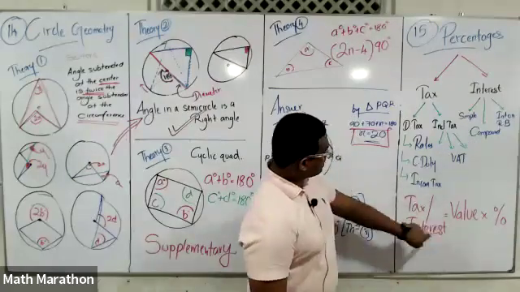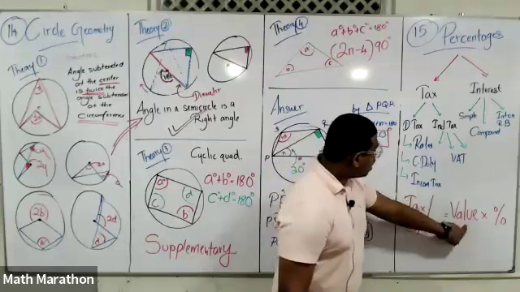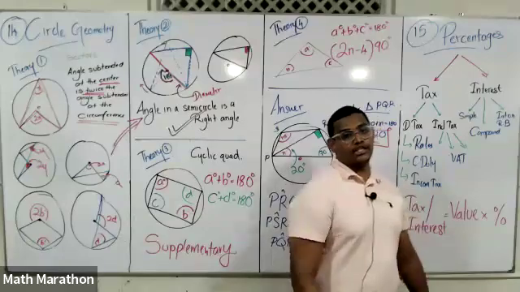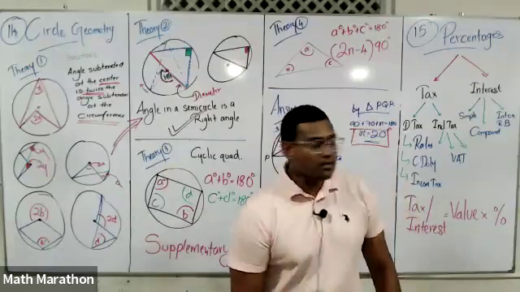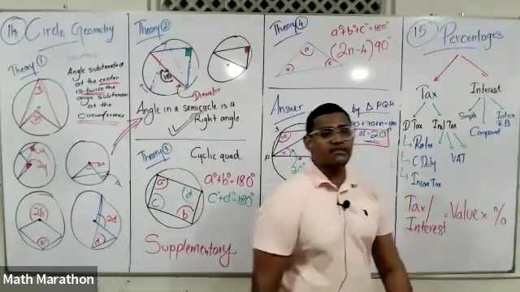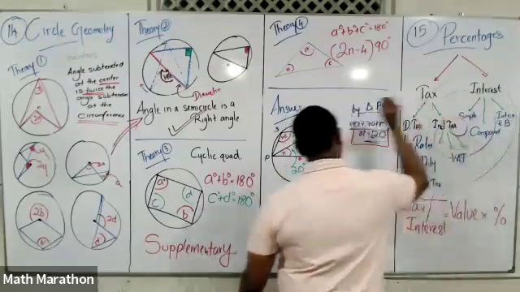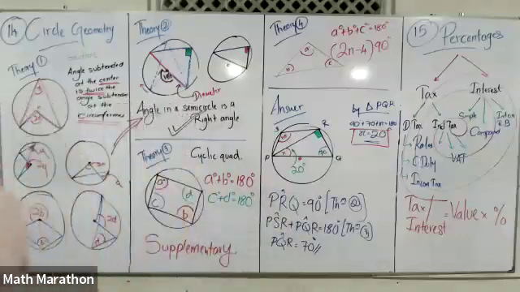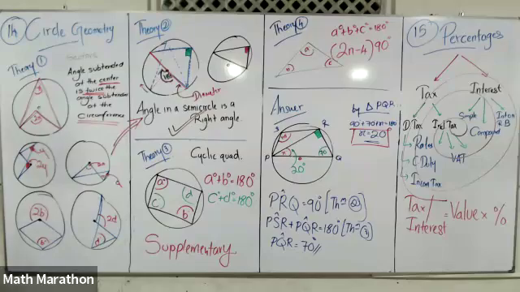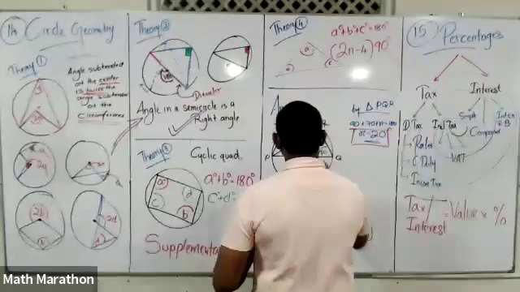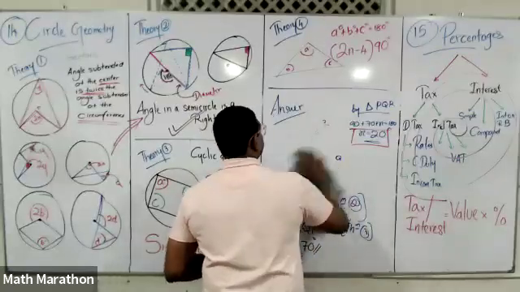If it's compound interest, it equals loan or deposit into compound interest percentage. Clear? It's just one equation which you can solve for this entire percentage section. You don't have to remember or memorize it for everything. One thing covers all. Keep it very simple. I'll go for the answer here.